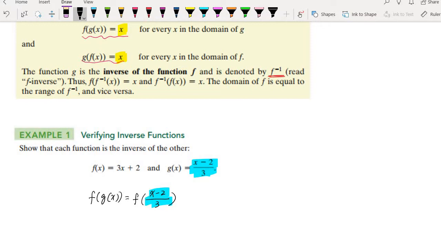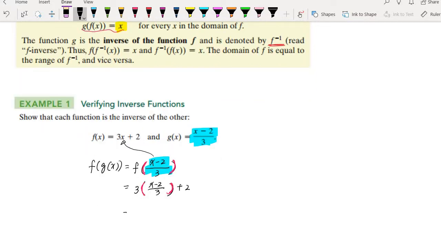Then we look at the f function, and every x you see here, replace it with this, inside a parenthesis. So we have 3x, that will be 3 times x minus 2 over 3, and then we have a plus 2. Again, we just replace the x right here with x minus 2 over 3. So we're going to simplify this. They're going to cancel out, the 3 will be gone, and then x minus 2 plus 2 is just going to give you x.